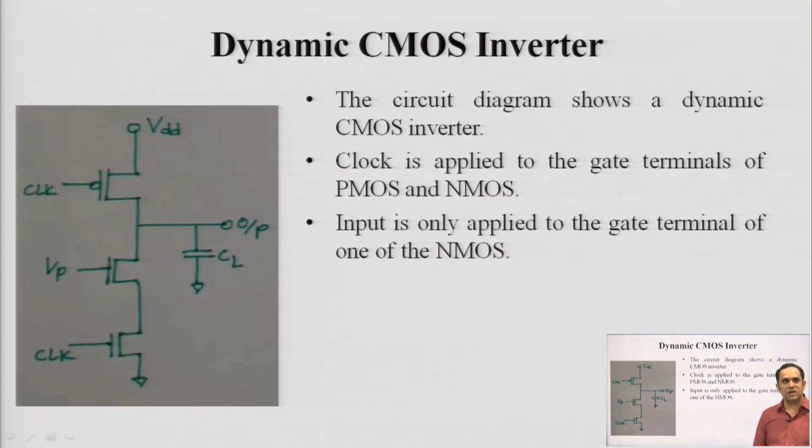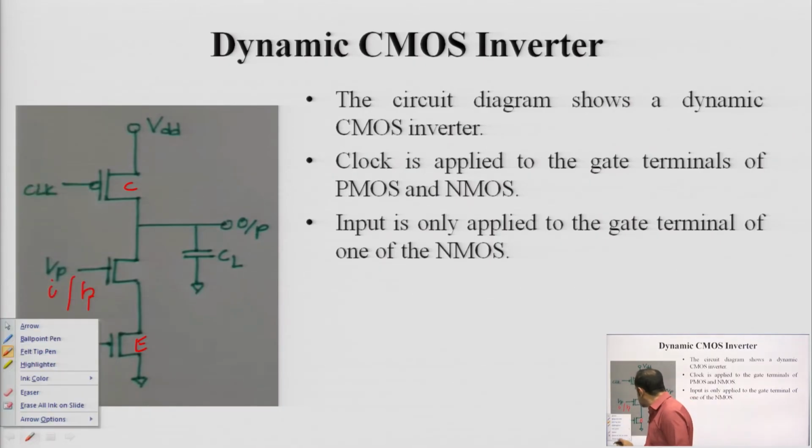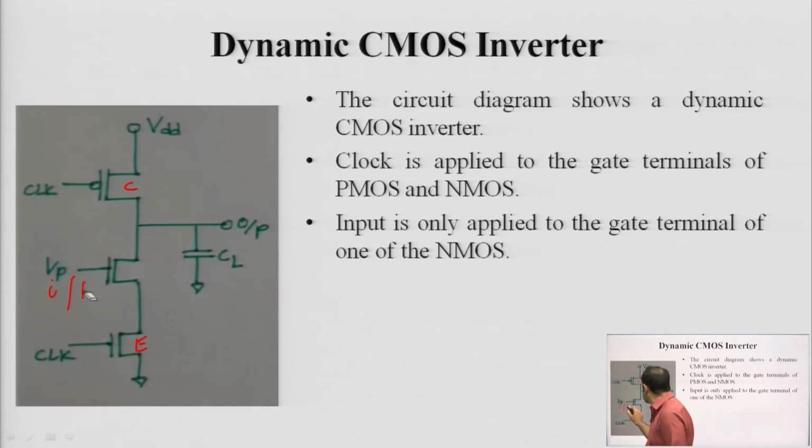So, this is a circuit of a dynamic CMOS inverter. Clock is applied to your pre-charging PMOS transistor, and the same clock is applied to your evaluation transistor. And you need a single NMOS transistor for a logic operation. This is where the input is applied.